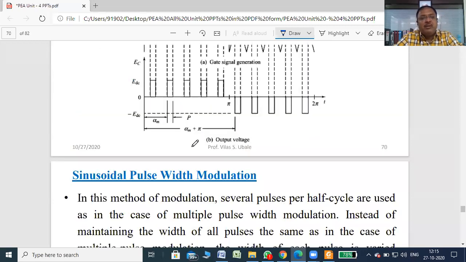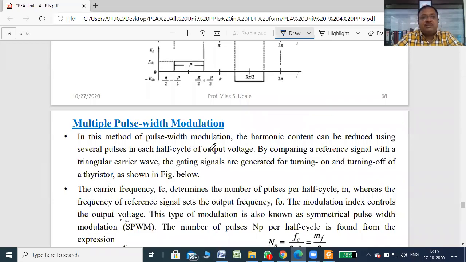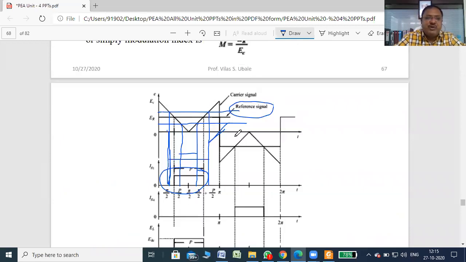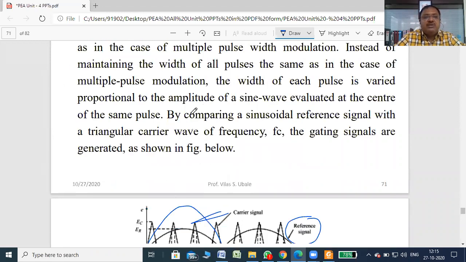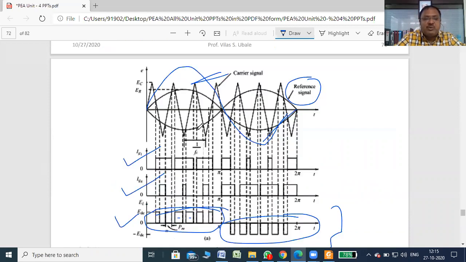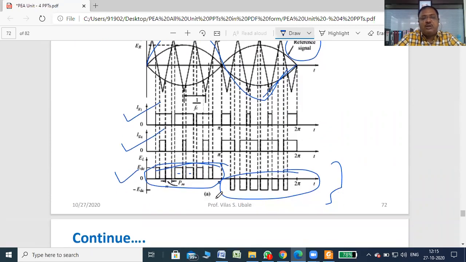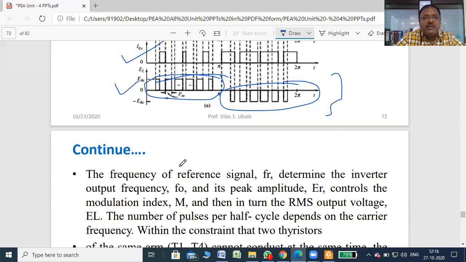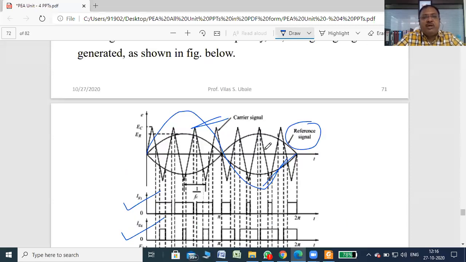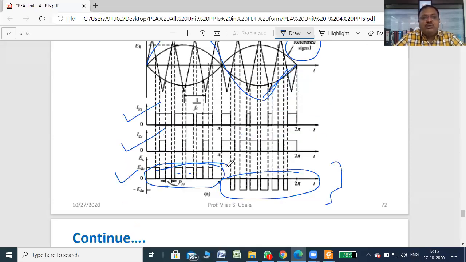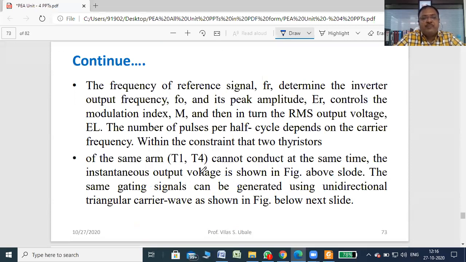This is multiple pulse width modulation, and this is single pulse modulation. Single pulse modulation is very simple to understand. This is also simple to understand, but somewhat difficult because whenever it crosses, at that time you will get pulses. You can check the output voltage here, and so on. So it is difficult to draw, but you are required to draw the waveforms in a theory paper if it comes. Okay, so this is the theoretical part for your reference purpose, right?